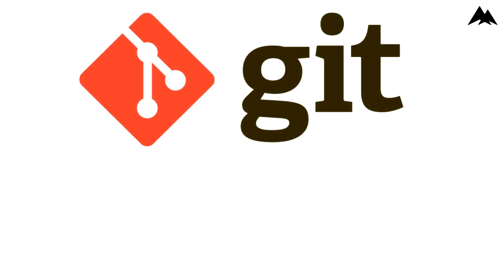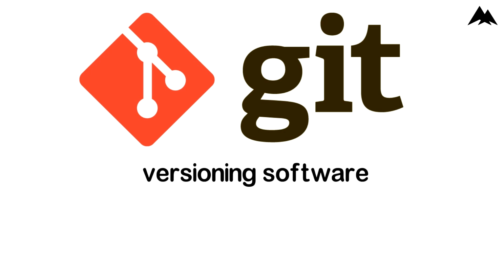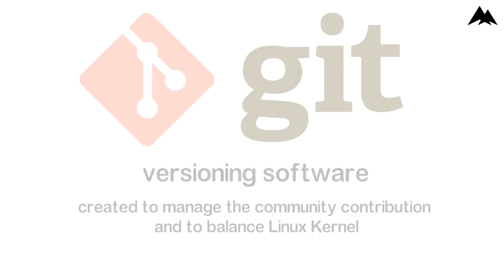So for that, Linus Torvalds also created Git. Git is versioning software which is used by lots of developers nowadays. He created it so that he can use it to manage all of the volunteers' contributions and balance that Linux kernel. So you've been hearing a word called kernel for some time now.